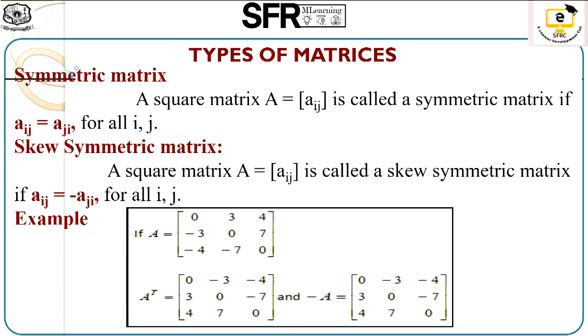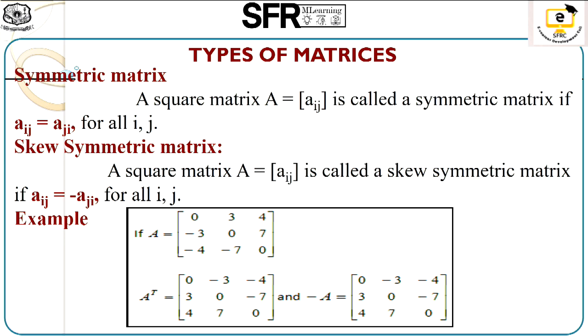Symmetric matrices is nothing but A equal to A transpose. A square matrix A equal to Aij is called a symmetric matrix if A equal to A transpose. Skew symmetric matrix is nothing but A equal to minus A transpose.